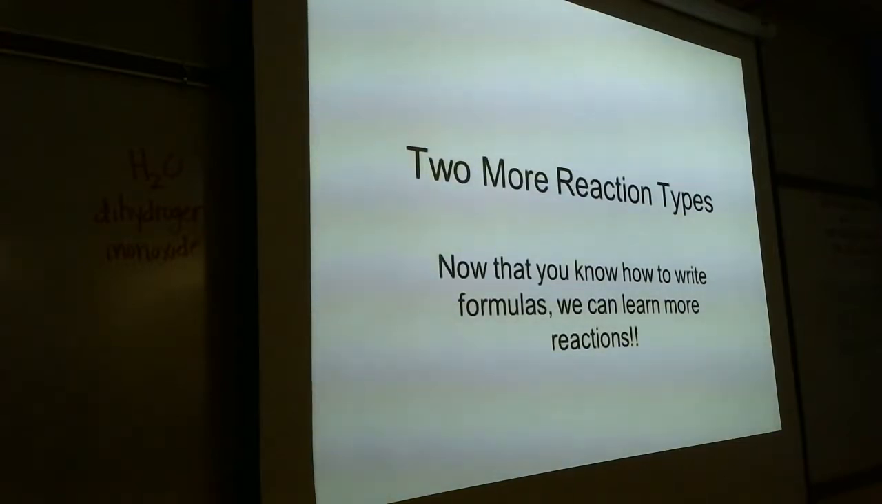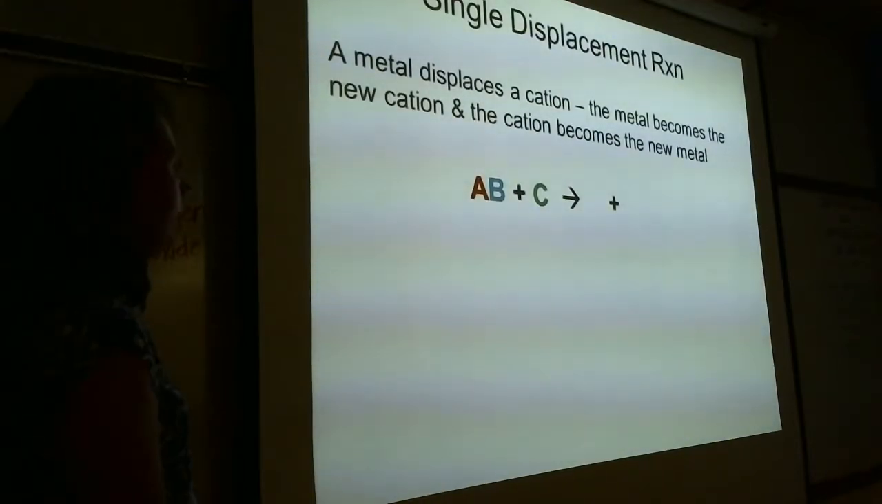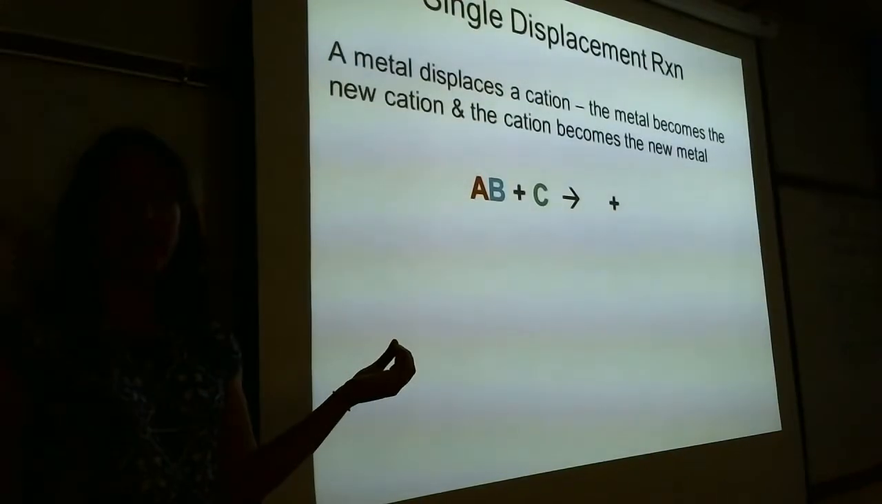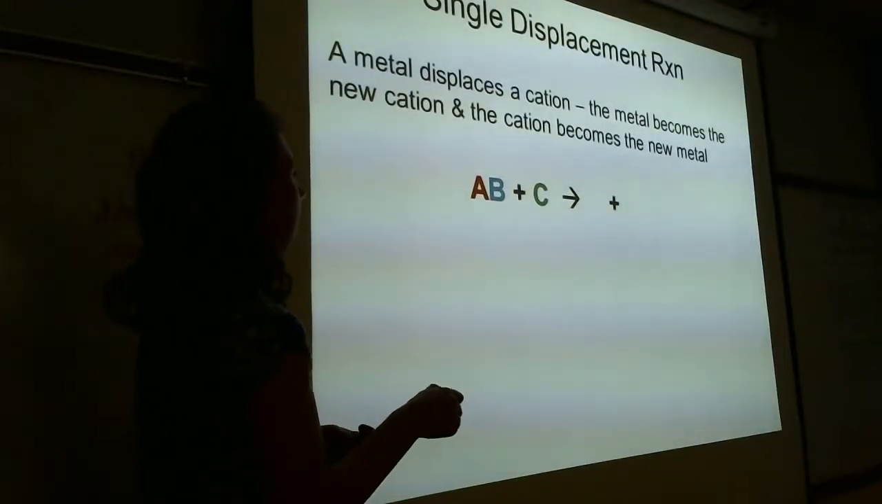Okay, now think back to last week. Remember, we did 3 types of reactions. We did synthesis, decomposition, and combustion. And I told you this week we're going to add 2 more to the list. So here you go. Now that we can write formulas, these 2 are appropriate to talk about. We're going to do single displacement and double displacement. So here's what happens. This is always a reaction between a metal and a compound. Okay, a metal and a compound. So here C is our metal.